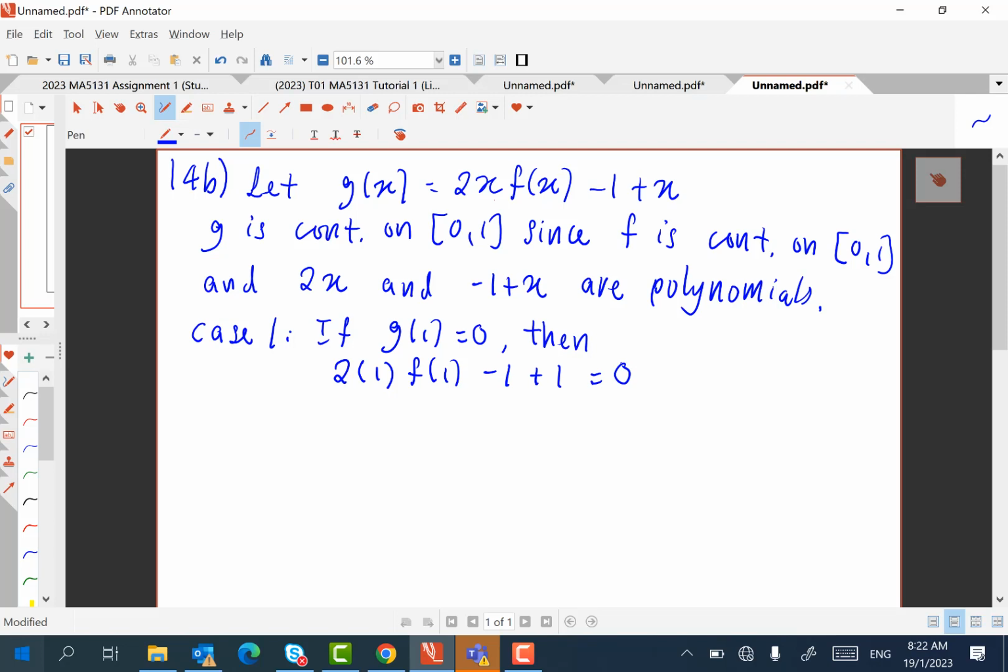Should they be at 1? If g(1) is equal to 0, let's see first how it works, okay? If g(1) is 0, then f(1) will be equal to (1 minus 1) over 2 times 1, and then we are done.